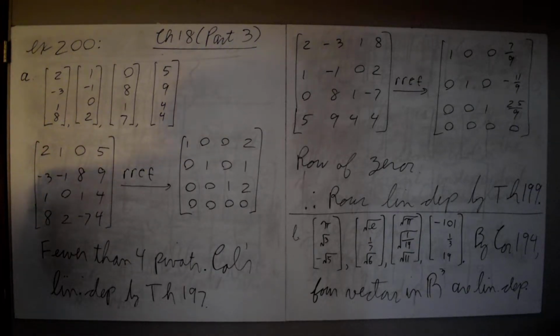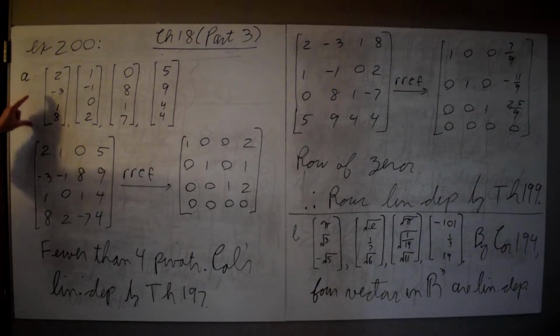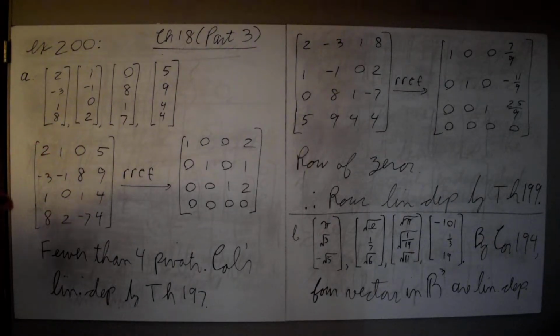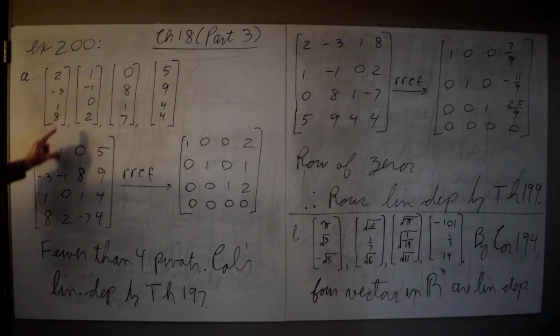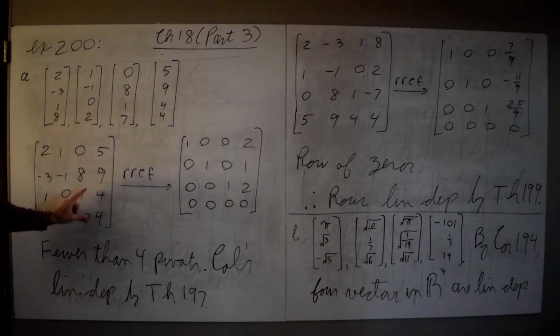And so for example 200 part A, we have these four vectors in R4, and we want to know if they're linearly independent or linearly dependent. So we do this in two ways. The first is we make a matrix whose columns are these vectors. So we take the matrix and this is the first column, second column, third, fourth.